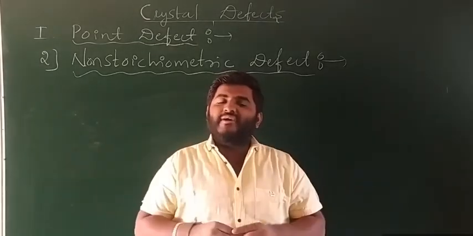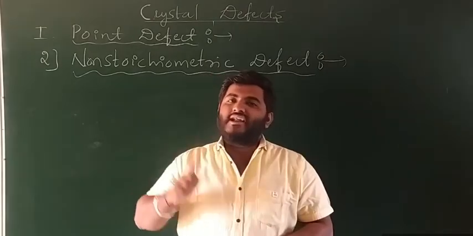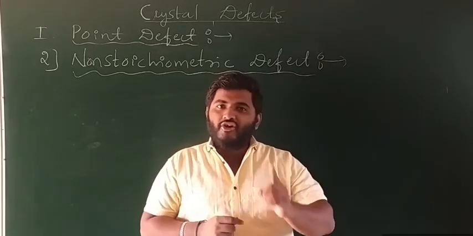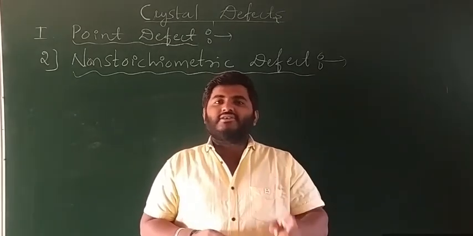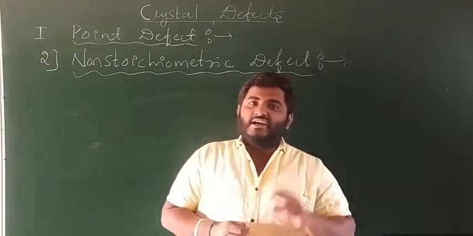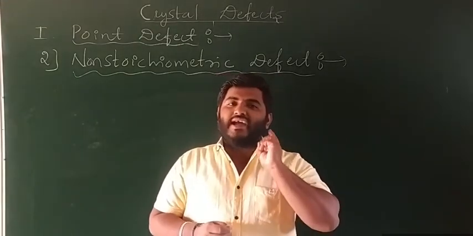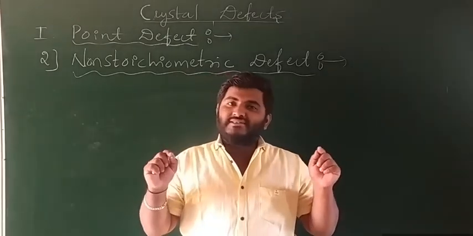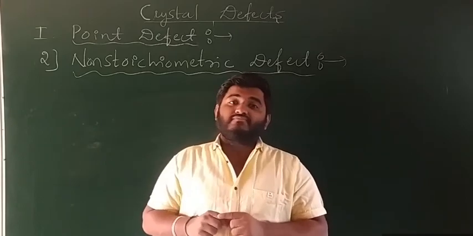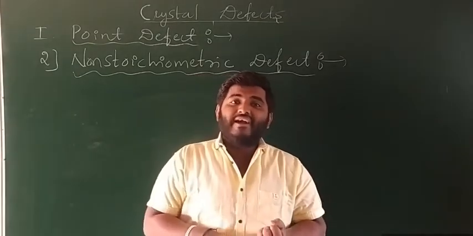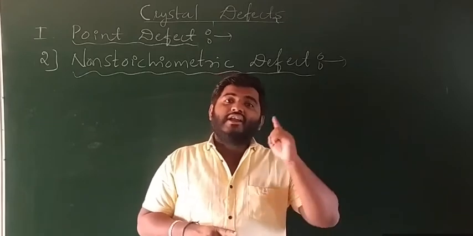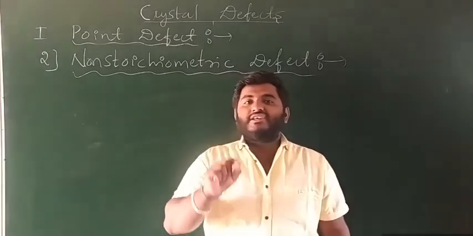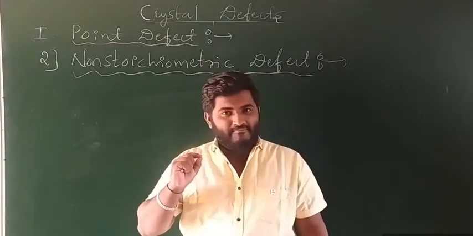Defects are mainly classified into 2 categories. One is point defect, another one is line defect. In point defect, again 3 classifications: stoichiometric defect, non-stoichiometric defect, and impurity defect. In stoichiometric defect, again, how many types, guys? 2 types. What are those? Vacancy defect and interstitial defect. In vacancy defect in ionic solid, that is called Schottky. Interstitial in ionic solid is called Frenkel.